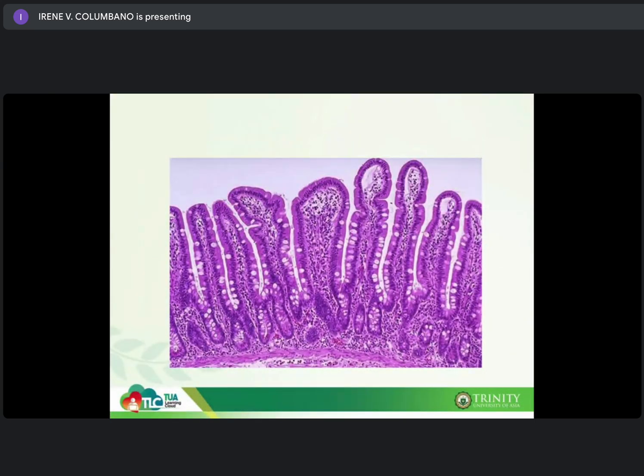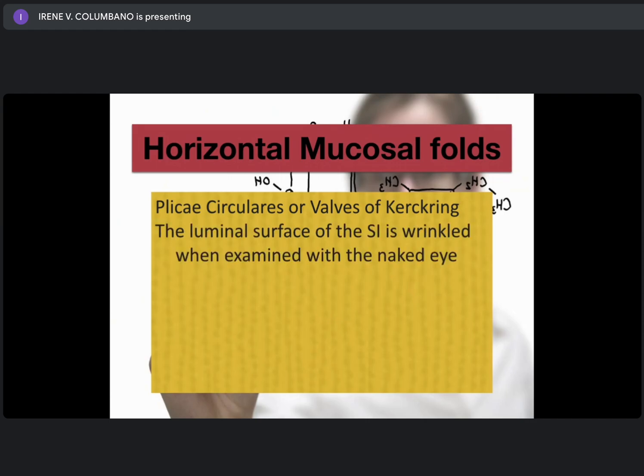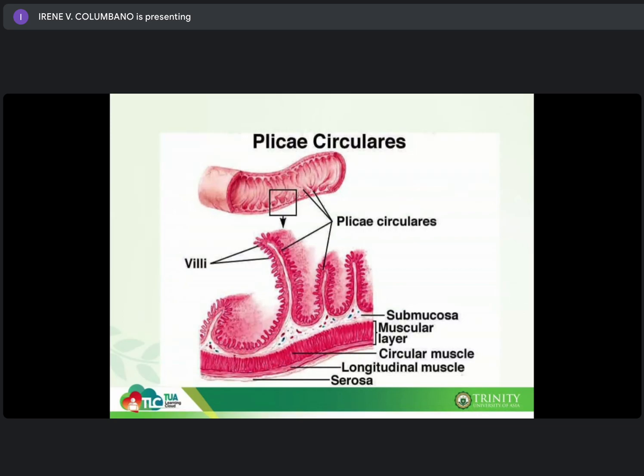So, this is the small intestine. Again, it is lined by simple columnar epithelium with goblet cells. So, horizontal mucosal folds, dito sa small intestine nyo lang makikita yung mga mucosal folds na yan, known as the plica circularis or valves of Kerckring. The luminal surface of the small intestine is wrinkled when examined with the naked eye. Consists of mucosa and submucosa. So, ano ba yung mga plica circularis? Ayan lang siya.